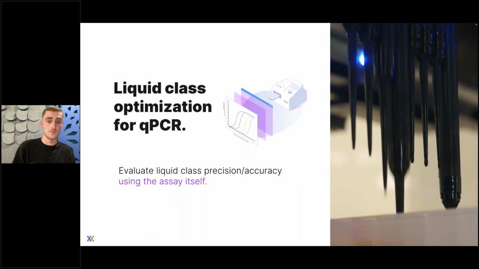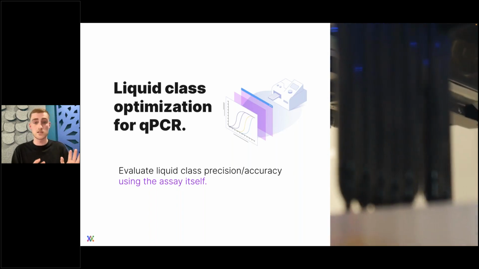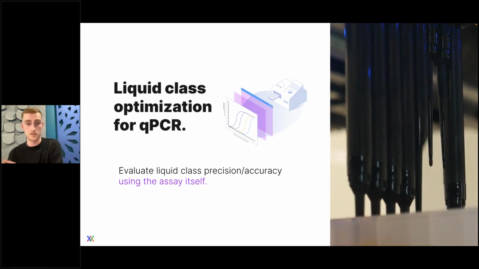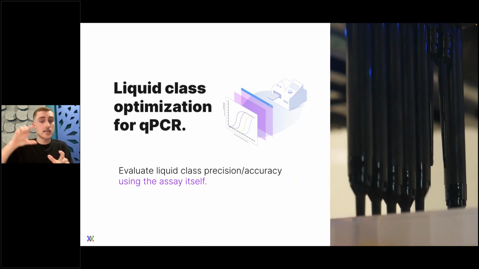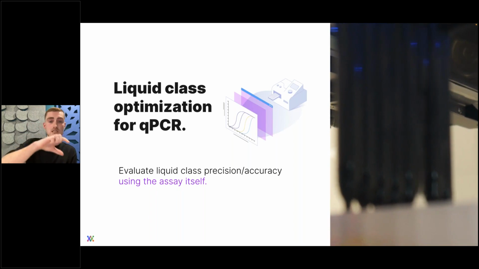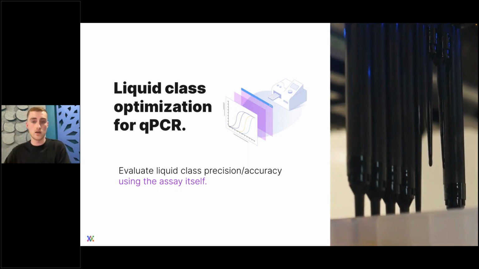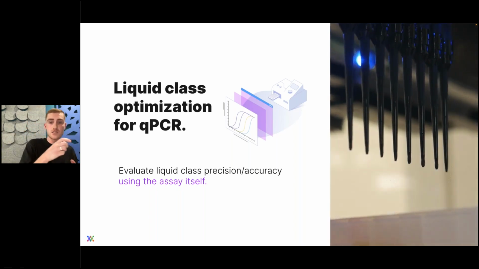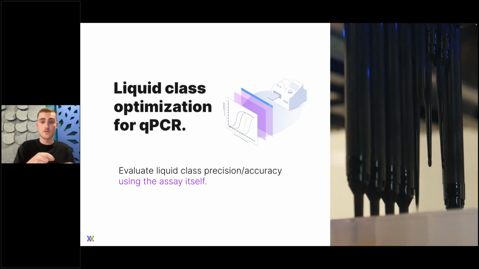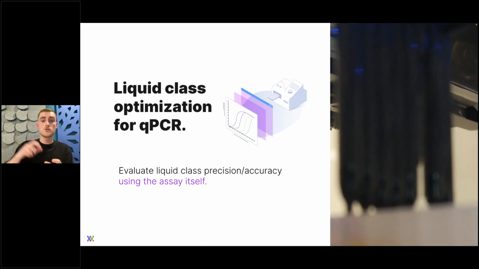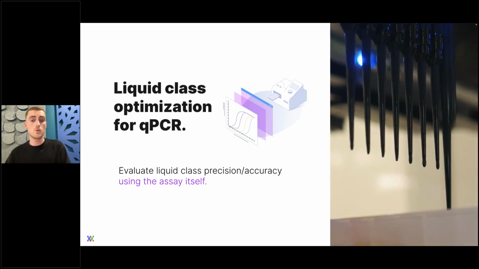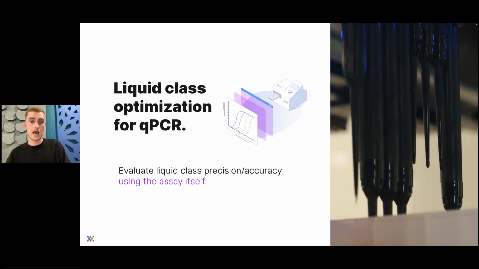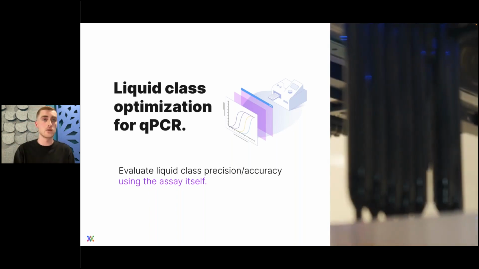But this example, which was done by our principal scientist, Nuno, does it a bit differently. Because he's far too clever for his own good, he uses the assay itself to evaluate the precision and accuracy of a liquid class. So instead of measuring the difference between target and actual volume of an aliquot of liquid, Nuno compares his manual execution of qPCR to an automated execution of qPCR, and then tests that with many different liquid classes.